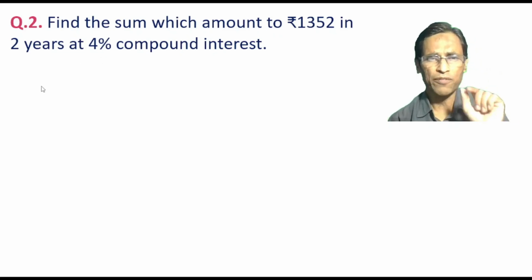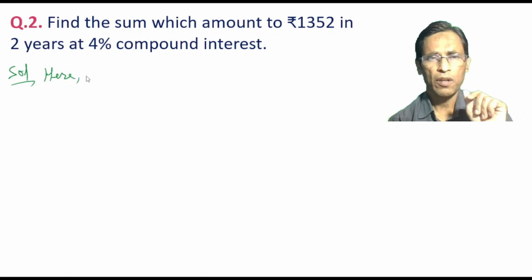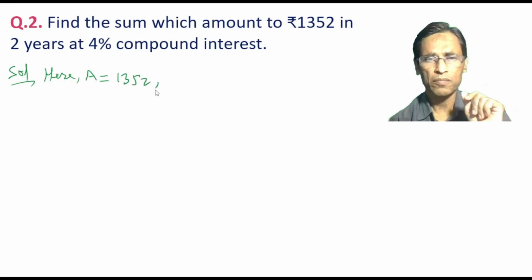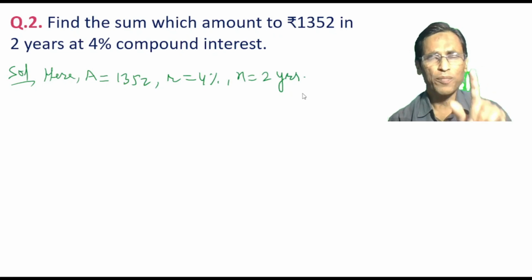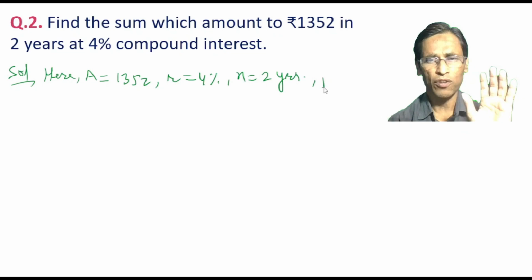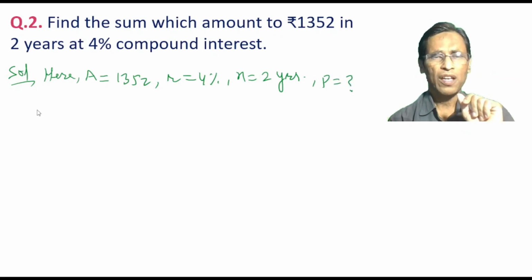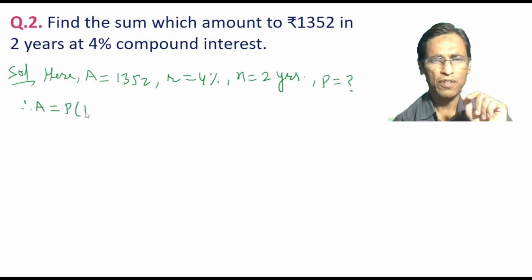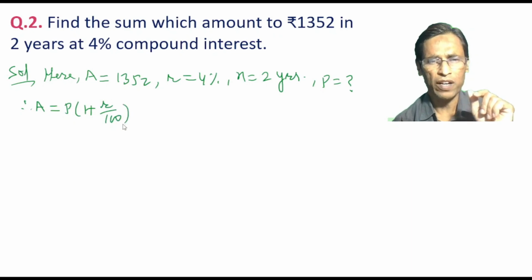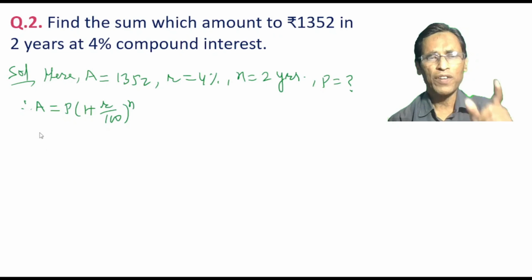Therefore now we collect the information as here. Amount A is 1352 in rupees. Rate of interest is 4% and number of years 2 years, and the sum of money to be invested is not known. Therefore P is unknown. Now to find the value of P, we can use the formula for amount, that is A equal to P times 1 plus R by 100 to the power n.